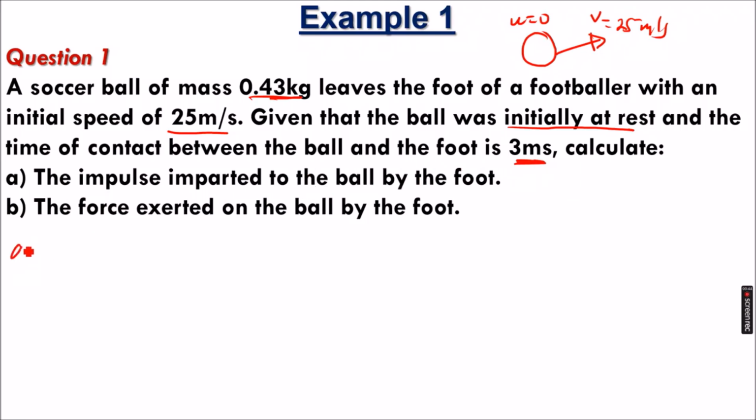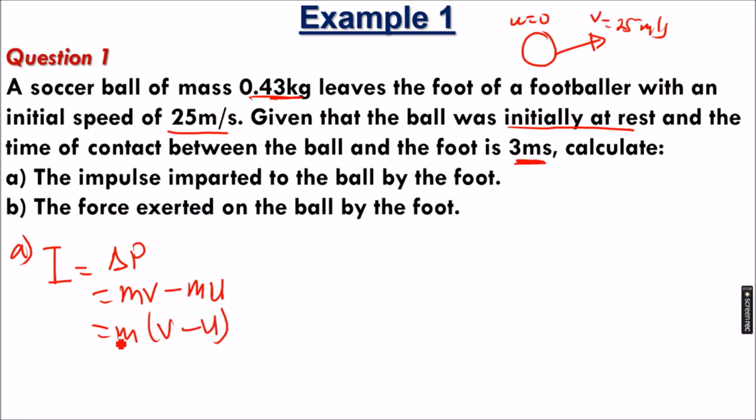So item A, we start off by saying impulse is equal to change in momentum. But change in momentum is the same as mass times final velocity minus mass times initial velocity, because change in momentum is final momentum minus initial momentum. If we're good in math, we factor out m, we remain with v minus u. That's the equation for impulse.